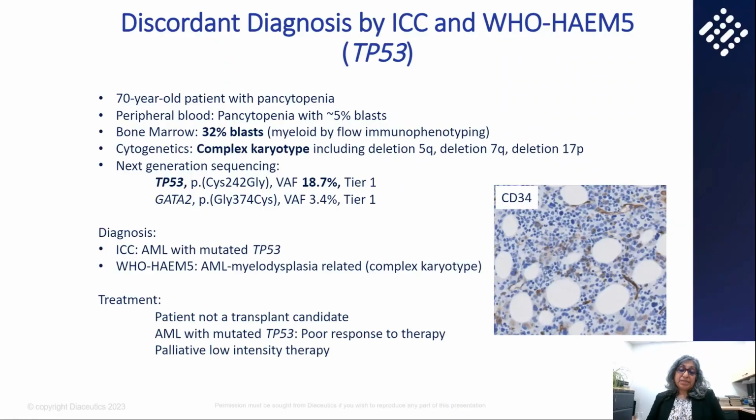So here, what happened in this patient? Usually for cases of AML with mutated TP53, the intent is to take them to transplant as soon as possible. This patient was not a transplant candidate, and since this would not have good response to therapy, the decision was made to put the patient just on palliative low-intensity therapy. So again, you can see how different diagnostic criteria in the two classification systems result in different diagnoses that can impact treatment decisions.